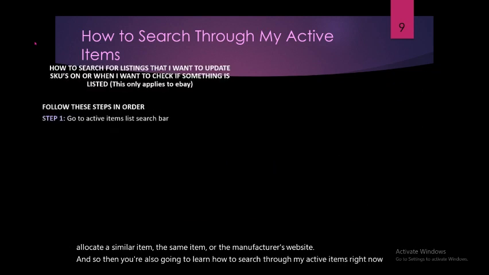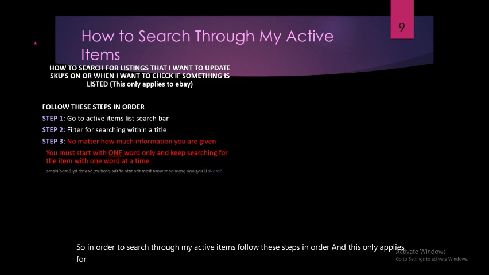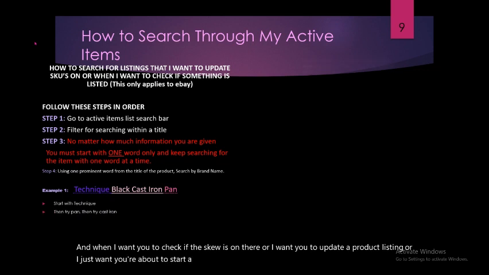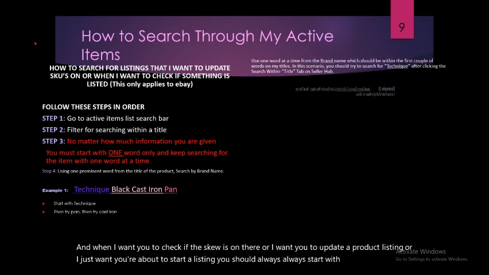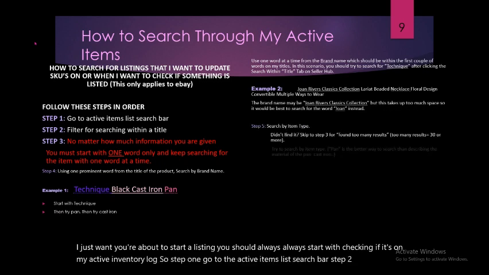So in order to search through my active items, follow these steps in order. And this only applies for eBay. When I want you to check if the SKU is on there, or I want you to update a product listing, or you're about to start a listing, you should always start with checking if it's on my active inventory log. So step 1, go to the active items list search bar. Step 2, filter the search to search within the title.